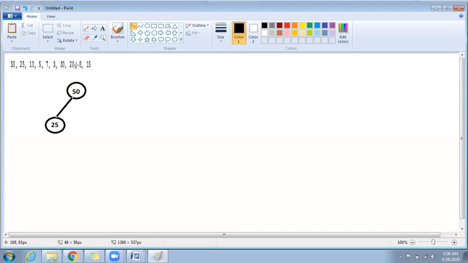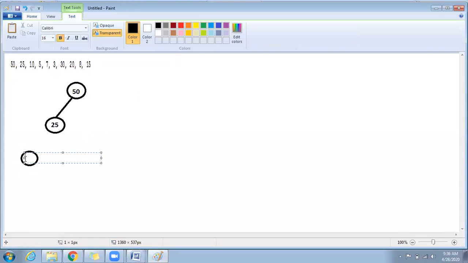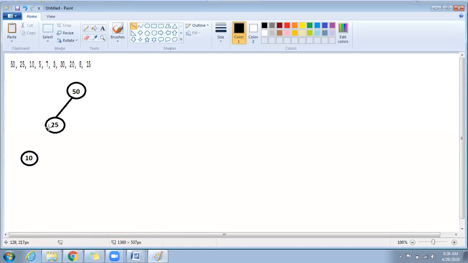As now no issues in height, I'm inserting 10 to the left of 25 here. Any balancing property problem? Any violation? This is 0, this is 1, this is 2. So this is the node violating the property. It is a left-left case, so I have to do a right rotation.